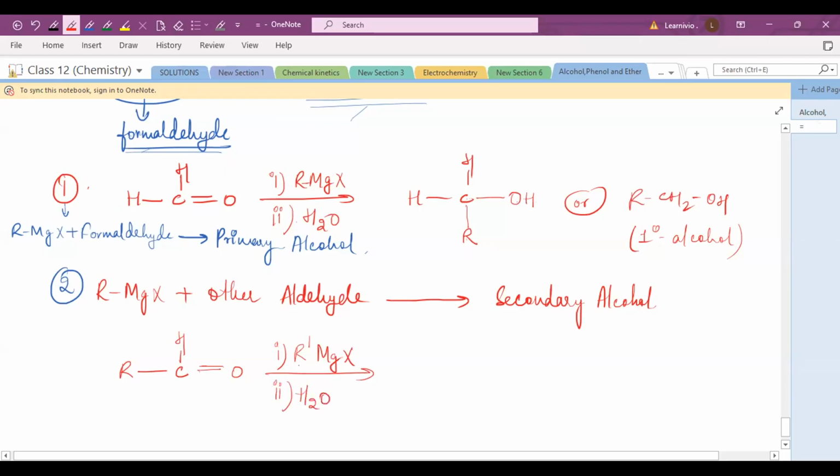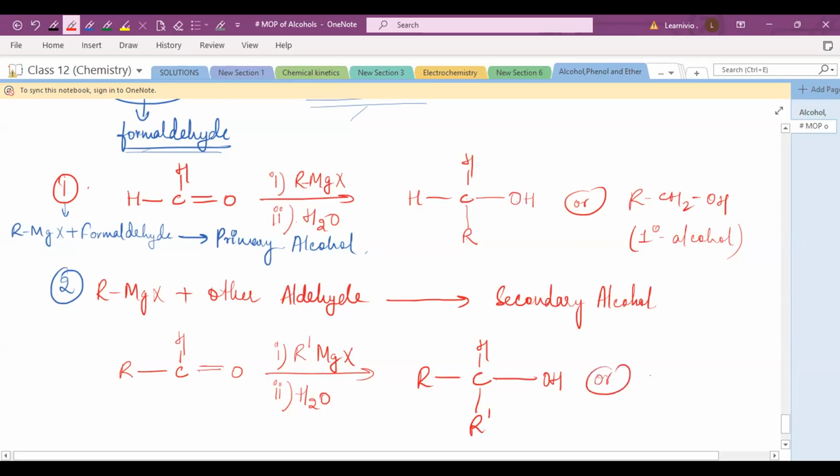Okay, so what will happen? Again the same thing, just break the pi bond. Just break this pi bond and make new bond with hydrogen. OH यहाँ पे attach हो जाएगा and the other bond will be formed between the carbon and the R dash. R dash means the alkyl group of the Grignard reagent. So this will be R dash. Right. So what is this?